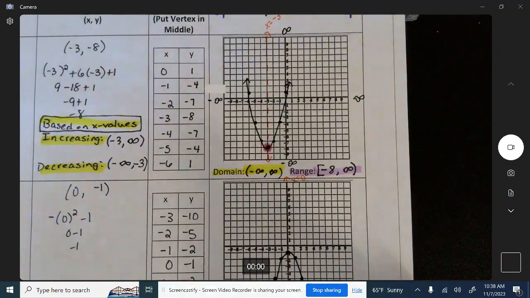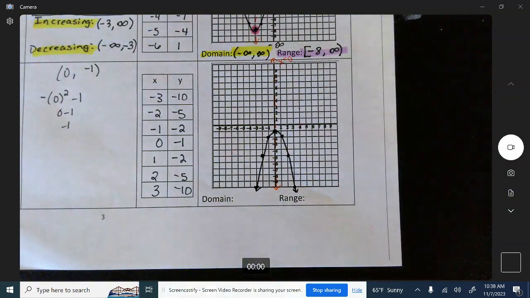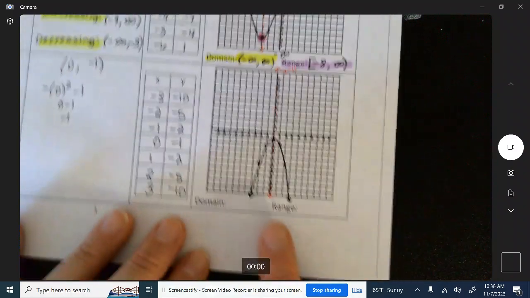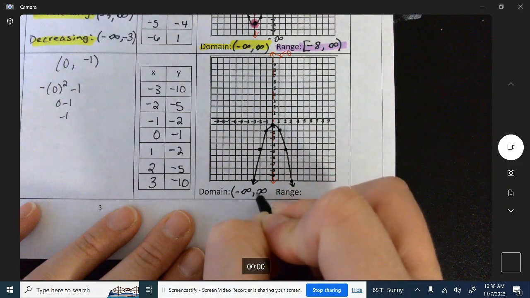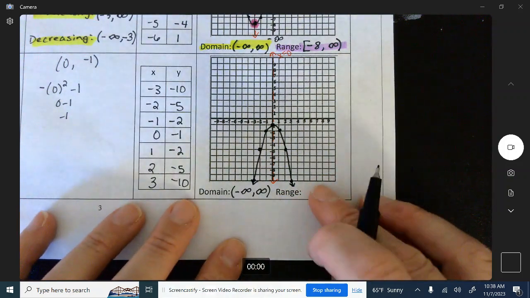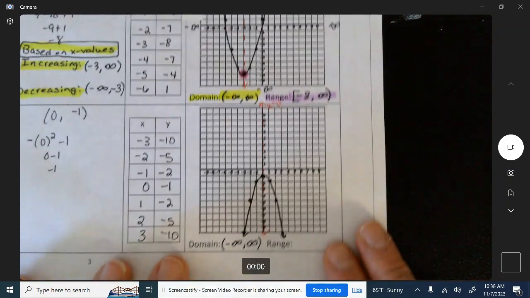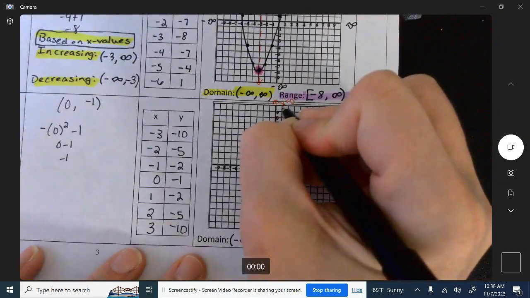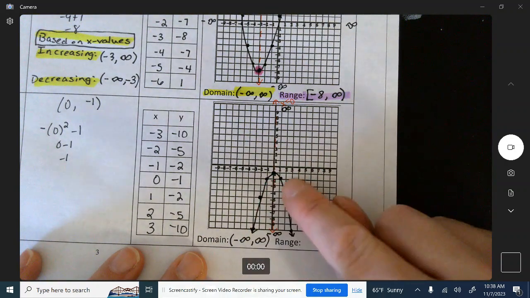All right, let's look at the next example. So for this one, my domain, remember domain is X values. So domain is the same for all quadratic functions. So this domain is negative infinity to positive infinity. Range. Range is Y values. So if I look at my Y values, again, this down here is negative infinity, and up here is positive infinity. Okay? So I'm going down to negative infinity.